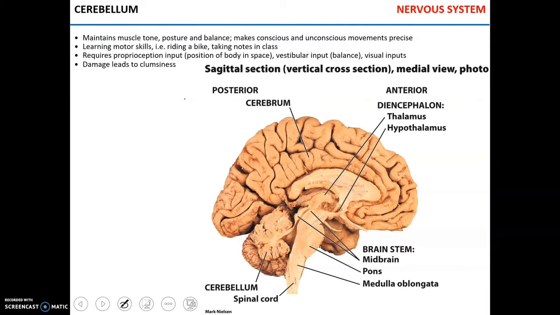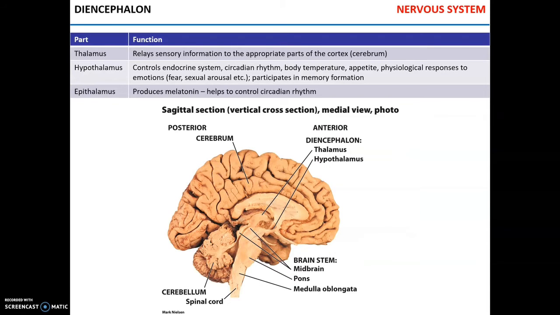Now, cerebellum is one of the chief controllers of the fine muscle movements, maintains posture, balance, and muscle tone, refines the movement patterns, makes the movements precise. It is important in learning motor skills such as riding a bike. It requires a lot of sensory input, such as visual input, proprioception, position of the body in space, and vestibular input, the body's balance. Damage to the cerebellum will lead to clumsiness.